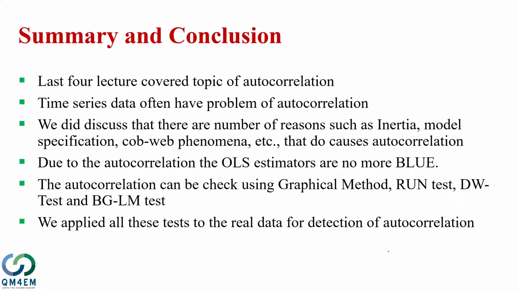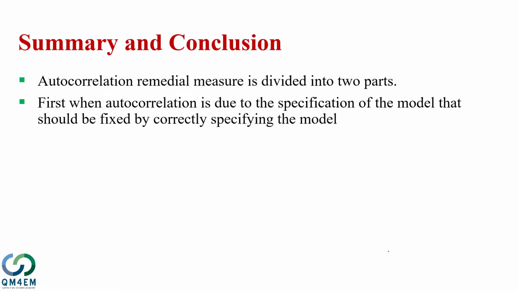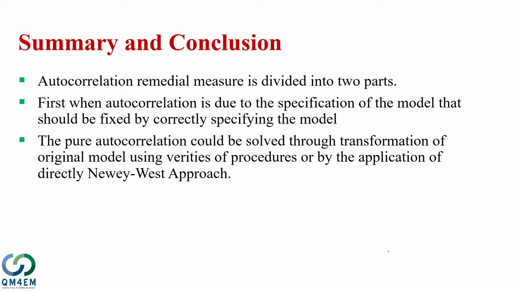Then we saw some remedial measures that we divided into 2 parts. In the one case, we know that it is because of specification bias, so we have to fix the specification bias to solve the problem of autocorrelation. And if it's pure autocorrelation, then we have to use transformation through a variety of procedures which we saw to solve the problem of autocorrelation, or we can directly use the Newey-West approach to solve the problem of autocorrelation. So with that, we conclude this topic.